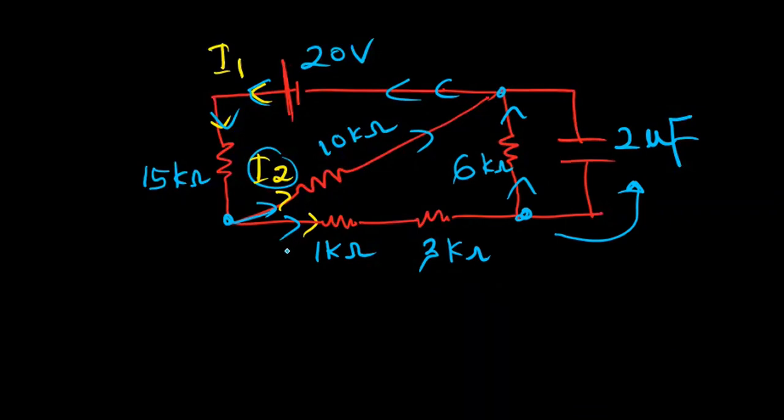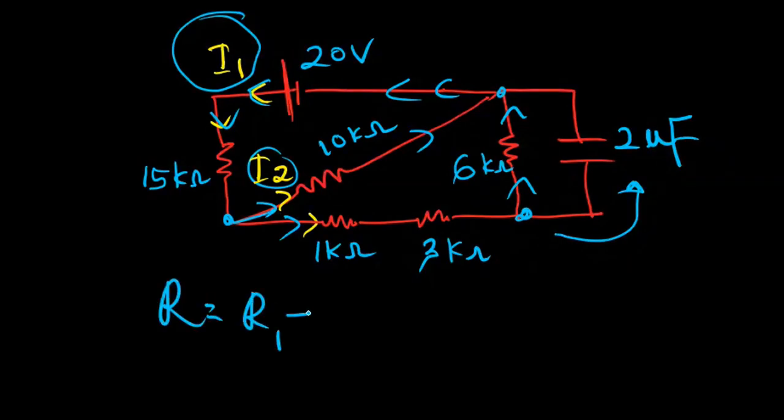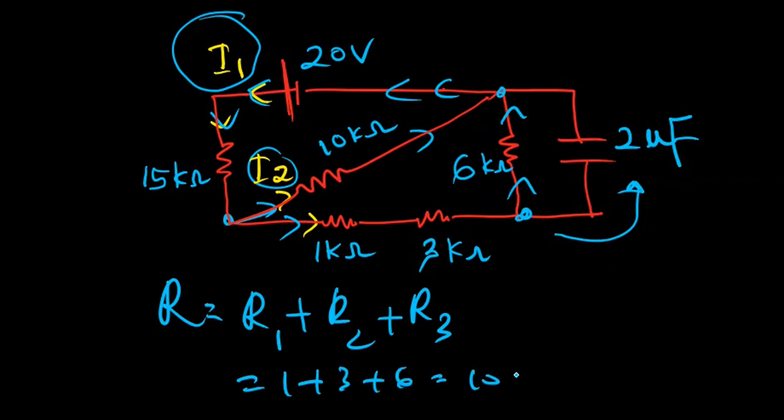Now we can find the total current. I1 is the total current, you can see. So let's add all the resistors, then we can find the equivalent resistance. Let's start from here: 1, 3, 6. These three resistors are in series, so we add them together, R1, R2 and R3. It's 1 plus 3 plus 6, so we get 10 kilo ohms. Then we can assume we have a resistor of 10 kilo ohms here.